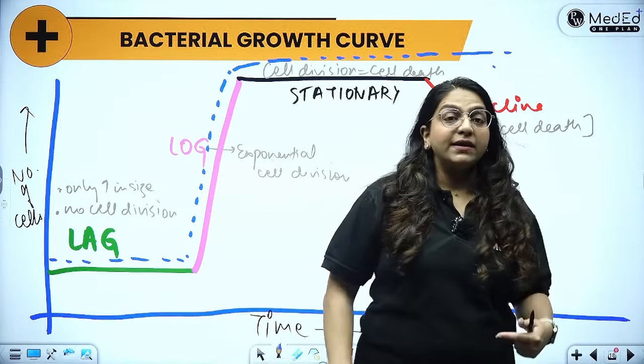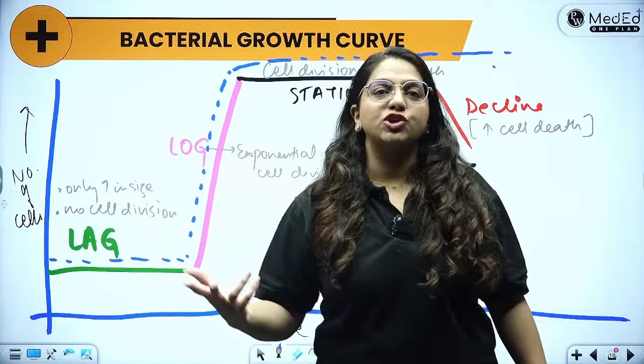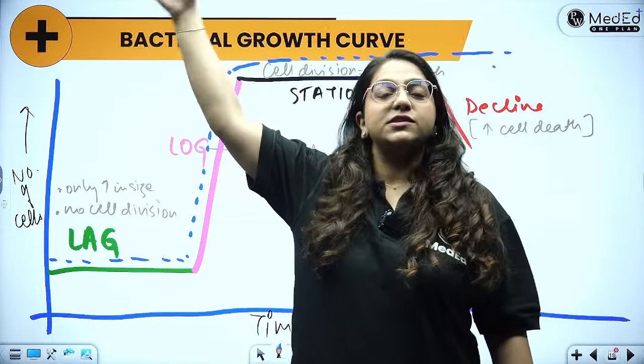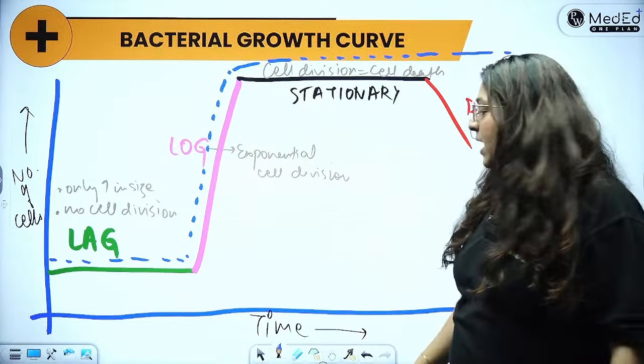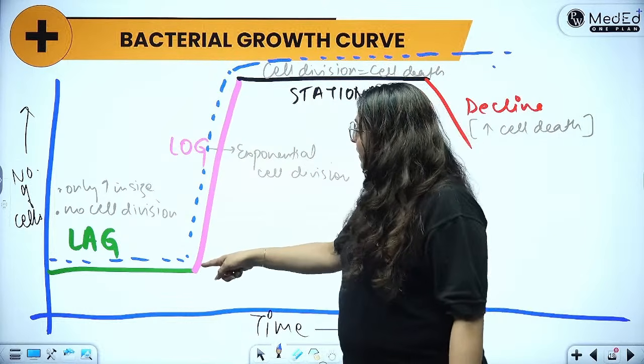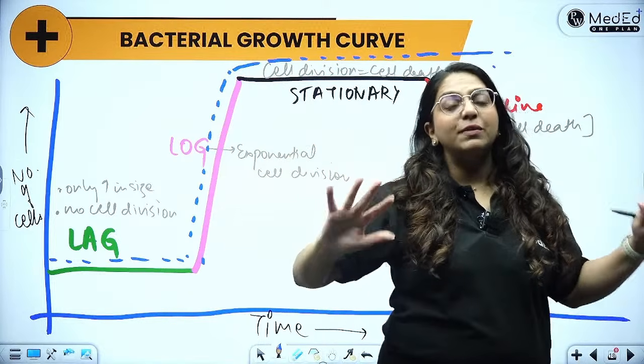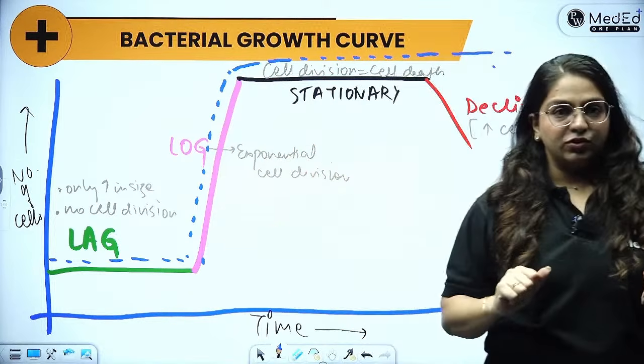Finally, these 10 bacteria start multiplying exponentially. 10 becomes 20, 20 becomes 40, 40 becomes 80, 80 becomes 160. So exponentially, they are dividing. And within a small amount of time, they have increased a lot. All of these are alive, viable, live bacteria that we're talking about.